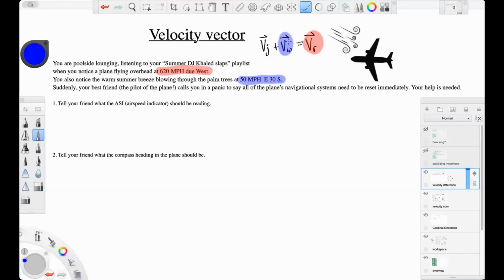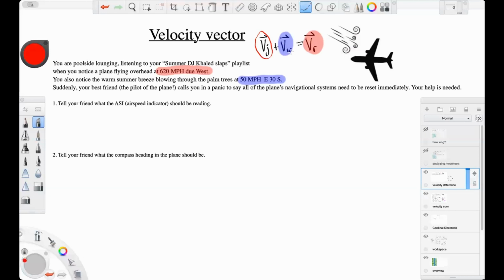So that's this information here. All right, so then your friend wants to know what should the airspeed indicator on the plane be reading and what should the compass on the plane be reading. So that means that we need to solve for the velocity of the jet, right? And all the things that go with it. So this is our goal, is to solve for this.